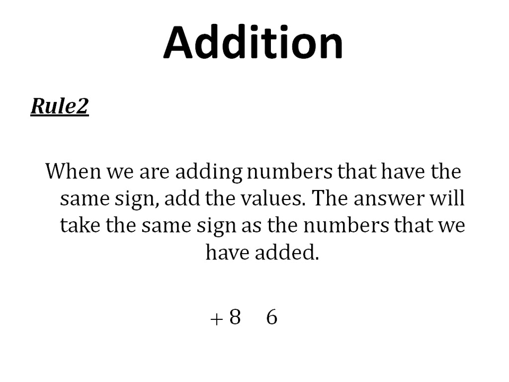Here we are, plus 8 plus 6. The signs are the same. We are therefore going to add the values. We add the values and we have 14. The 14 will take the same sign as the numbers that we have added. So the 14 is going to be accompanied by a positive sign. And we may neglect that positive sign, as positive numbers may or may not be accompanied by a positive sign.